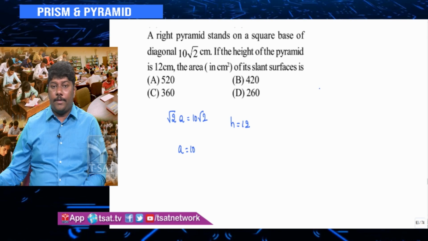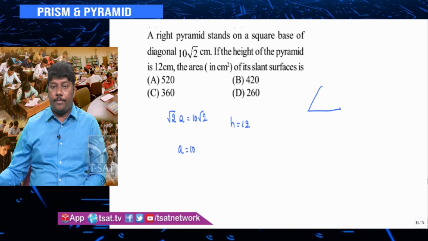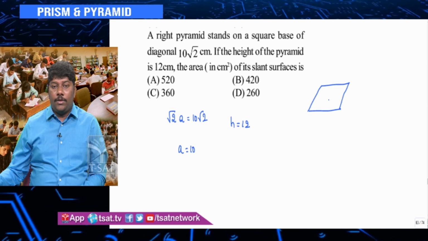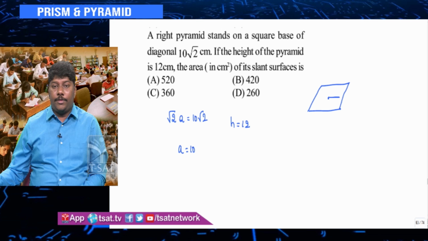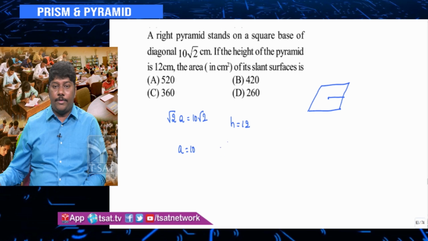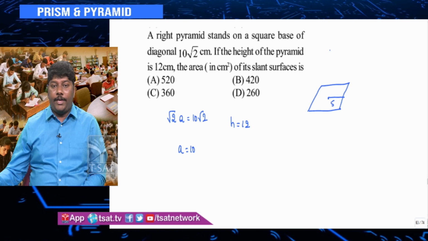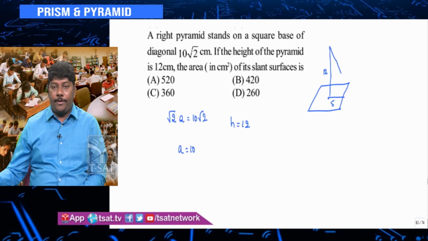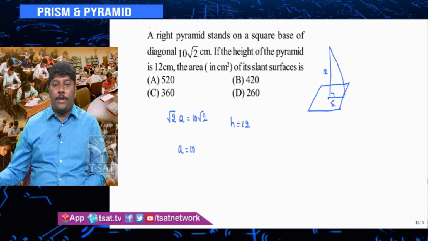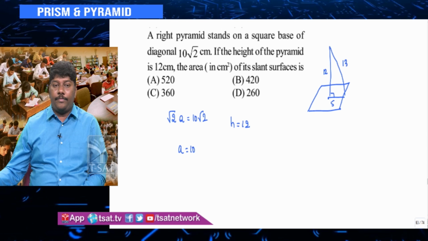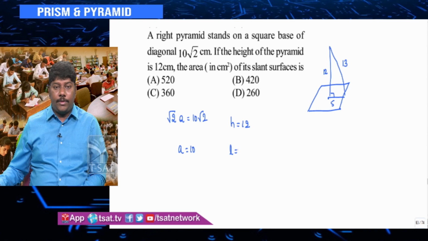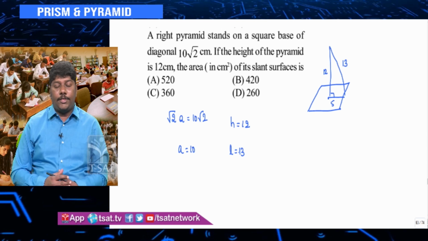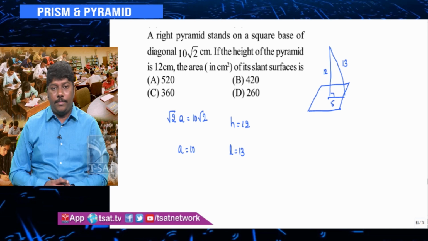Try to understand the square base. From exactly the center point to the edge is half of the side of the square, which is 5. If the height is 12, then the slant height forms a right angle triangle with sides 5, 12 and 13. Therefore, L is equal to 13. That is how you need to find the slant height.